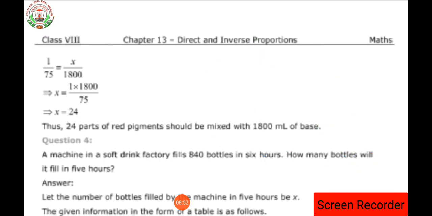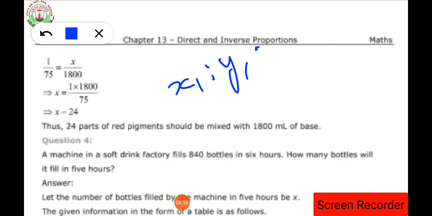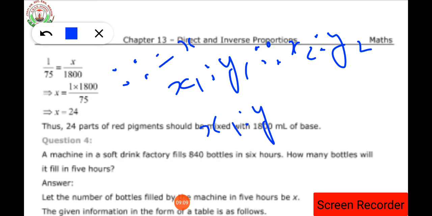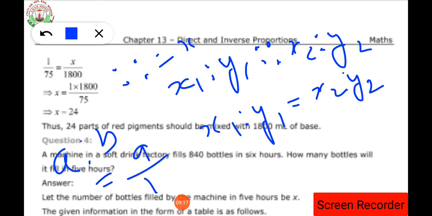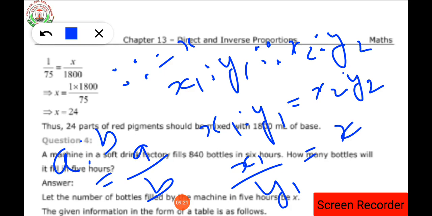Clear? So what is direct proportion? Direct proportion is x1 is to y1 as x2 is to y2. Proportion means the four dots, which means equals to. So x1 is to y1 is equal to x2 is to y2. As a ratio a is to b can be written in the form of a fraction, that is a upon b, so x1 upon y1 is equal to x2 upon y2.